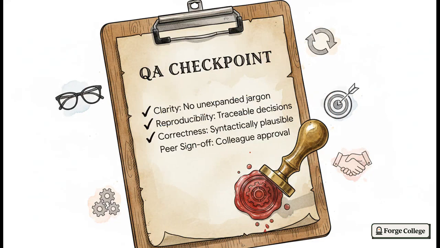To ensure your blueprint actually survives the review board, here are the hurdles your entry must clear. First, clarity. Are you avoiding unexpanded jargon so an EVM developer can actually understand it? Second, reproducibility. Can I trace exactly how you got from Solidity to Anchor? Third, correctness. Is your Rust code actually syntactically plausible, or did you just hallucinate some brackets after staring at your monitor for 14 hours? And finally, peer sign-off. You need a colleague to officially stamp it for approval. Coffee bribes are entirely optional here, but highly recommended. The point is, your code must be completely defendable.